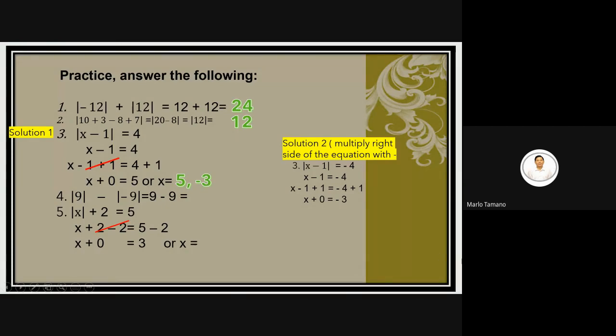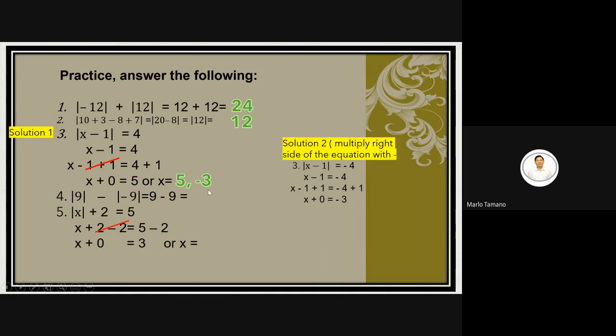Isipin ninyo kapag pinalit po ninyo yung 5 dito sa x. So 5 minus 1 is 4. Tama? So the absolute value of 4 is 4. Equal na po. So ibig sabihin solution po yung 5.